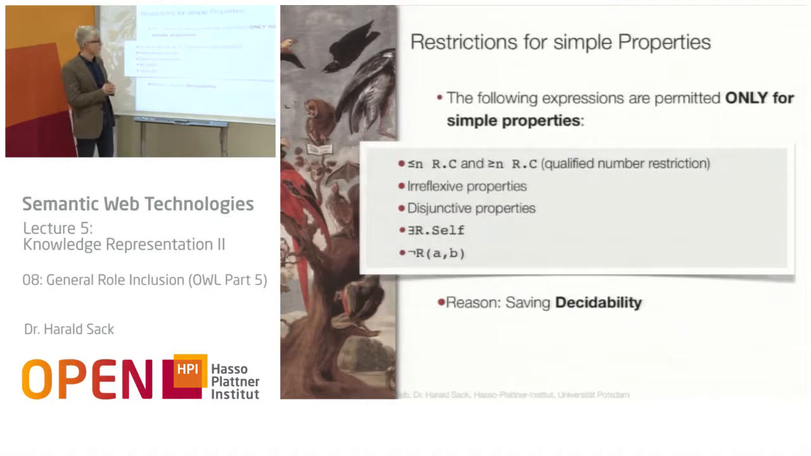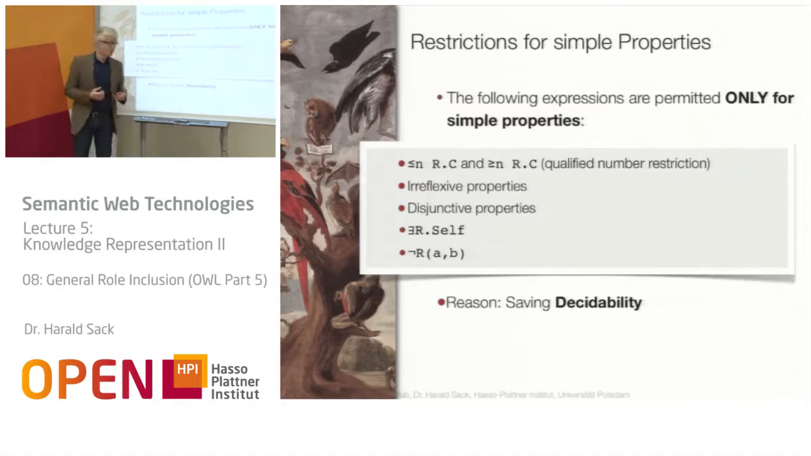So, several expressions are only permitted for simple properties. Otherwise, our entire knowledge base would become undecidable. For example, only for simple properties can you use these qualified number restrictions. You cannot use them with complex properties that are based on general role inclusion. On the other hand, irreflexive properties and disjunctive properties are also only permitted for simple properties.